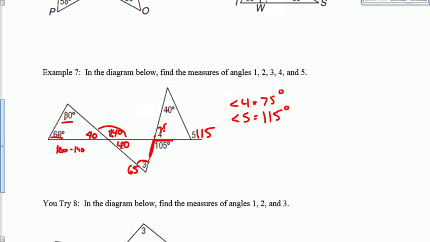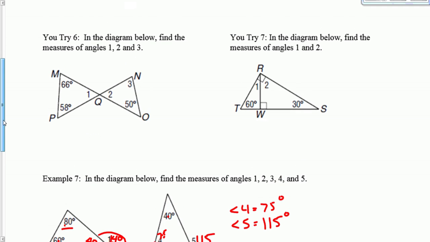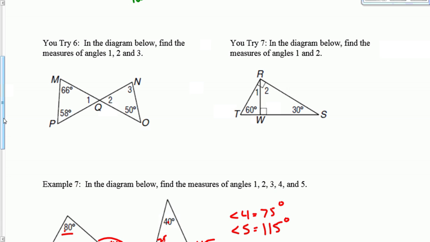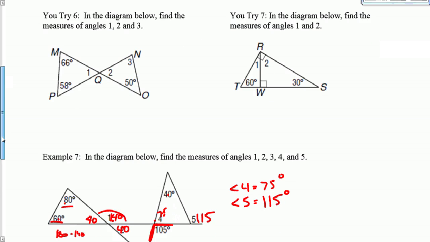So here's what you need to do now. The video is going to end. There are 3 examples and you tries that I'm not going to show you yet. I want you to take some time and try to reason your way through them, and we will go over them in class. I need to see that you've attempted them on your homework. Don't come in with blank papers. Use what you know. Use vertical angles, use supplementary, use the sum of interior angles, use 2 interior angles and an exterior angle. You try 6, you try 7, and you try 8 on your own, and we will go over them in class.